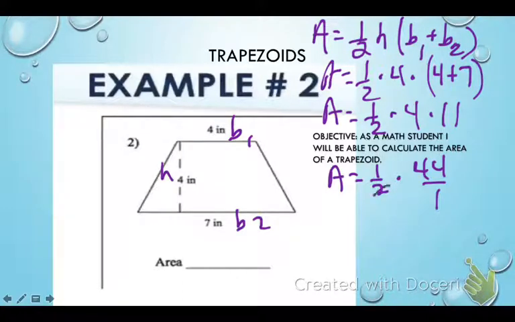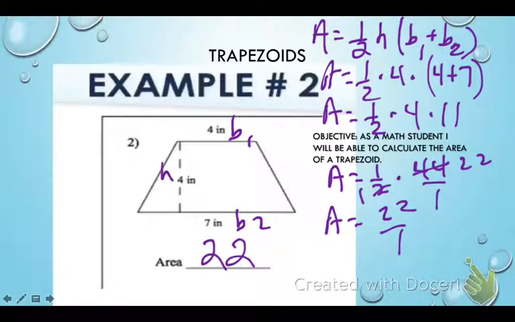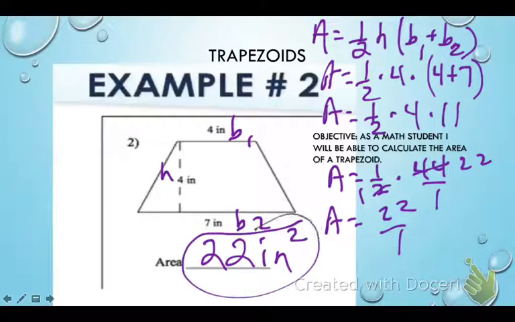And that means we could pre-simplify. 2 divided by 2 is 1. 44 divided by 2 is 22. And A would equal 22 over 1, or 22. And again, label inch square area. All right, here we go.